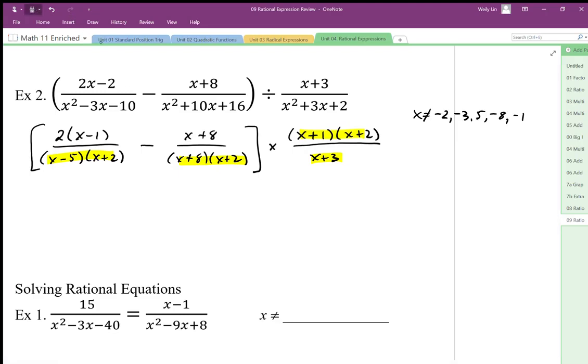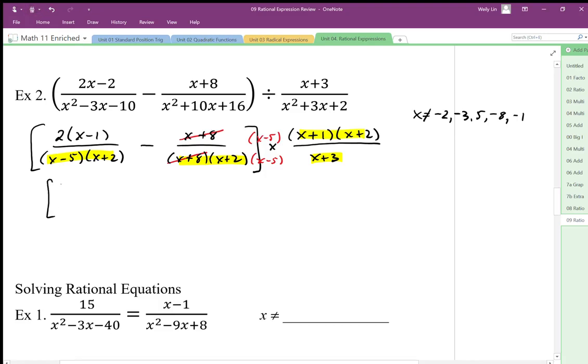I'm going to get my common denominator now. Actually, before I do that, I want to simplify this fraction before I add and subtract, which makes my common denominator a lower term. So now my common denominator doesn't need to involve the x plus 8. It just needs x minus 5 and x plus 2. Okay, so I have my common denominator here. I need to multiply to get my common denominator here.